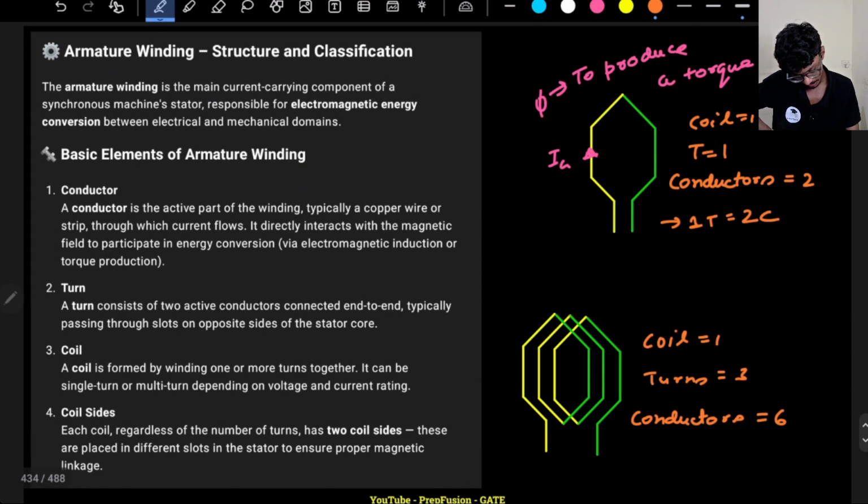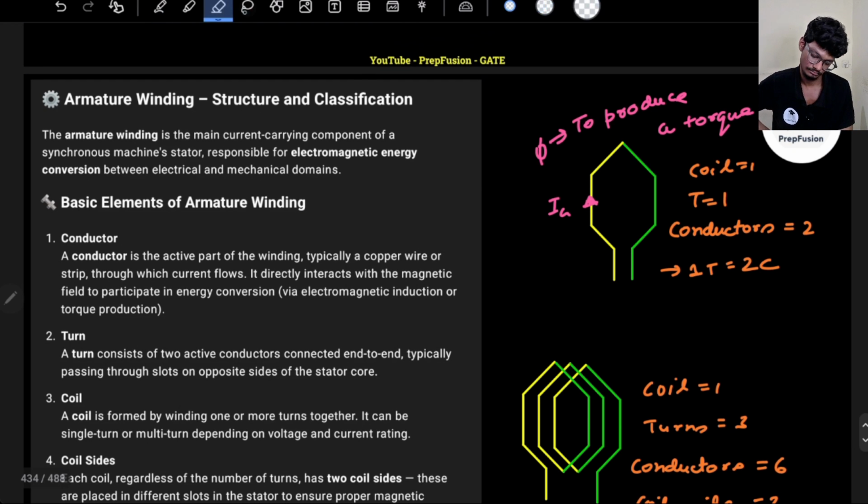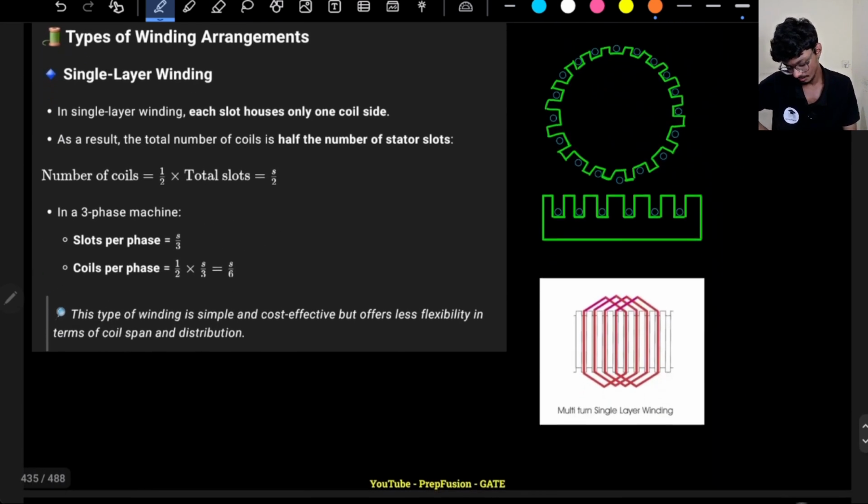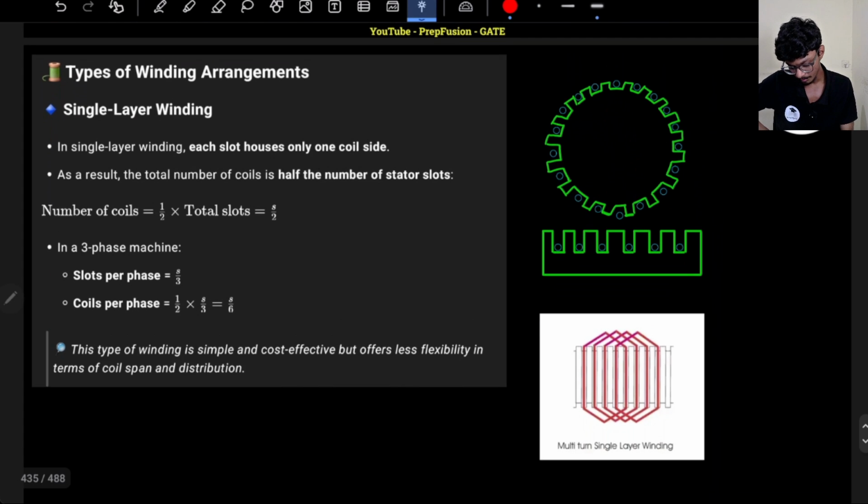So here, how many coil sides do I have? 2. Coil sides will be 2 only. And here, my number of coil sides will be 2. Okay, so now let's discuss multi-layer windings.